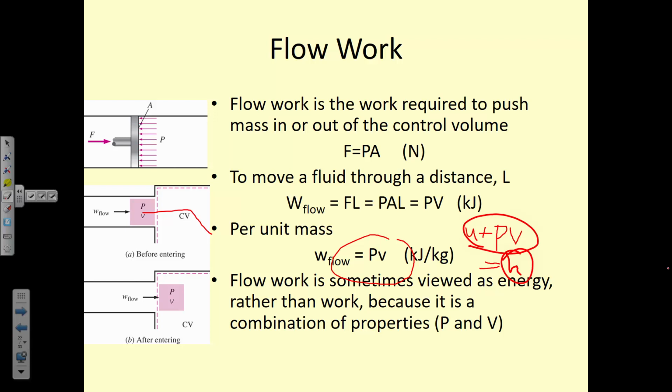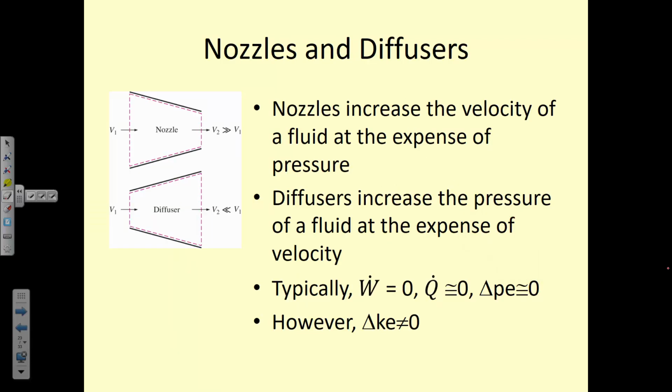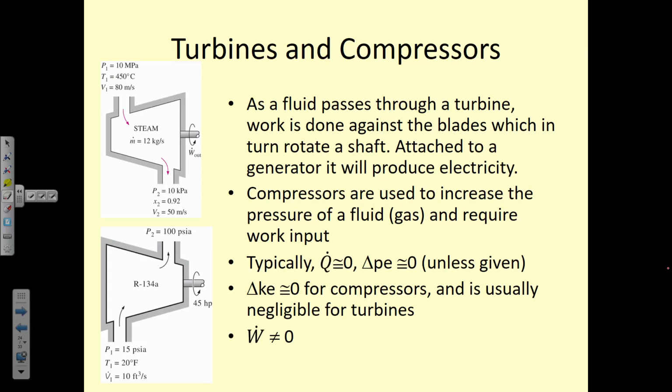Okay, so this U plus PV term is already taken into account. All right, so there's several different types of steady state or steady flow devices. We have nozzles and diffusers. Nozzles increase the velocity of a fluid, diffusers increase the pressure of a fluid, and usually we don't have any work or heat interactions with those, but our kinetic energy change may be significant.